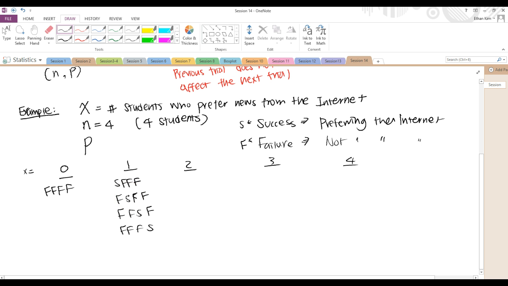Right? If you have 2, it could be S, S, F, F. What else? F, S, F, S, then S, F, F, S, and so on. Do I have all of them? Yes, I do. 6. And here it's the same thing. We're going to have 3 successes.